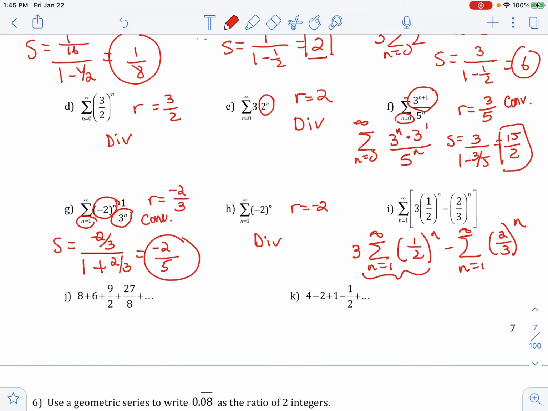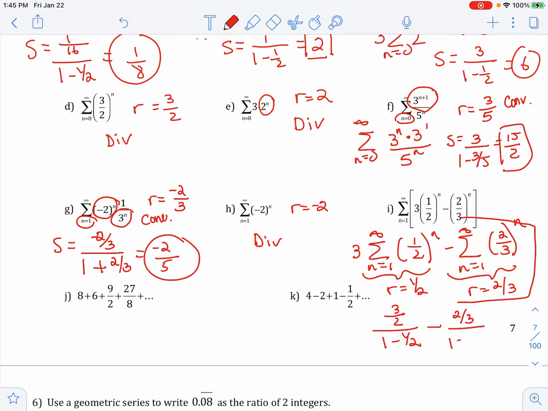This piece, I know your R is 1/2, so it converges. This piece, your R is 2/3. So each sigma has its own sum. So to find the final sum, I can just go ahead and subtract them together, which is the operation in the middle. So your A in the first sigma, if I plug in 1, is 3/2. A over 1 minus R, minus this second one here, where A is 2/3 over 1 minus R. If you clean all this up, this ends up getting all the way to 1.